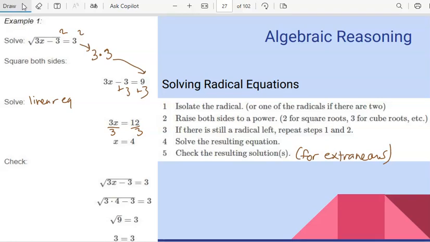To do that, we want to check each side individually. We have the square root of 3 times 4 minus 3. That equals the square root of 12 minus 3, which equals the square root of 9. That equals 3. And the other side of the equation is just 3. 3 does equal 3, so that means this is a real solution.